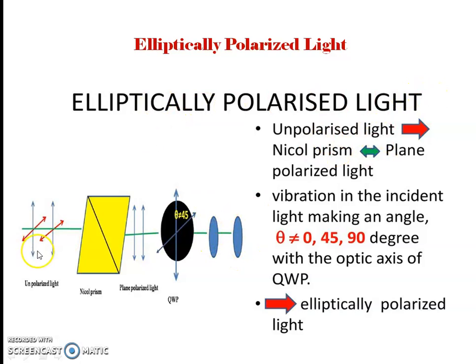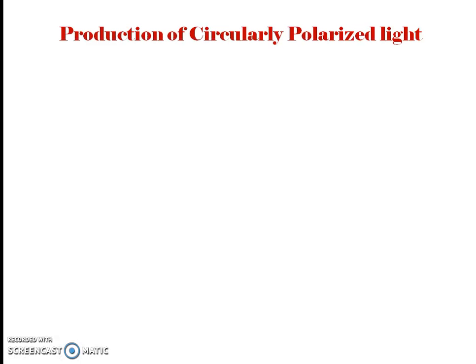So unpolarized light is allowed to fall on the Nicol prism. Then the Nicol prism gives you the plane polarized light, and then it is allowed to fall on this quarter wave plate, with the vibration in the incident light making an angle theta not equal to 0, 45, 90 degrees with the optic axis of the quarter wave plate, and hence we will get the elliptically polarized light. So this is what we call elliptically polarized light.